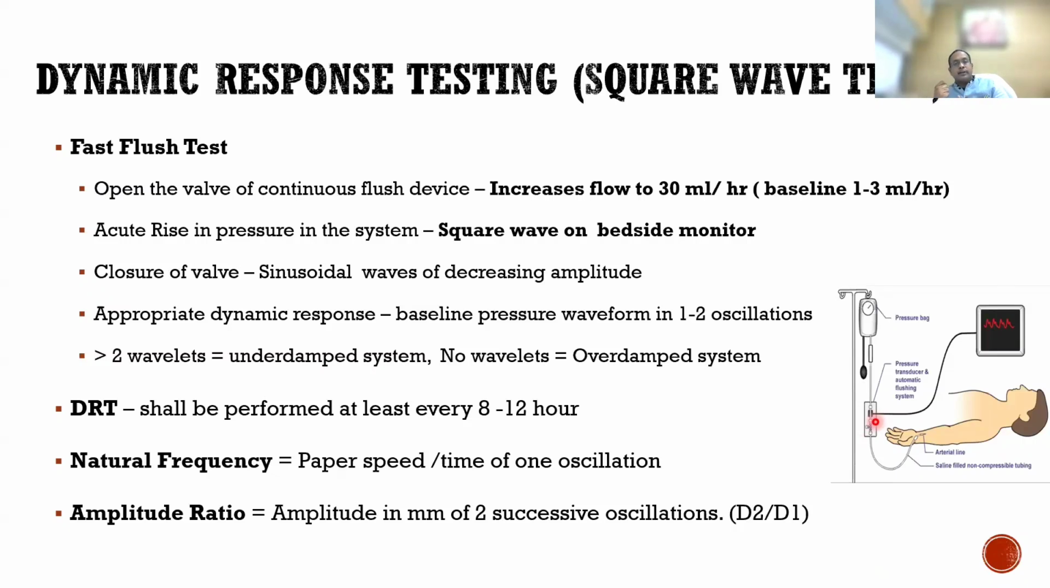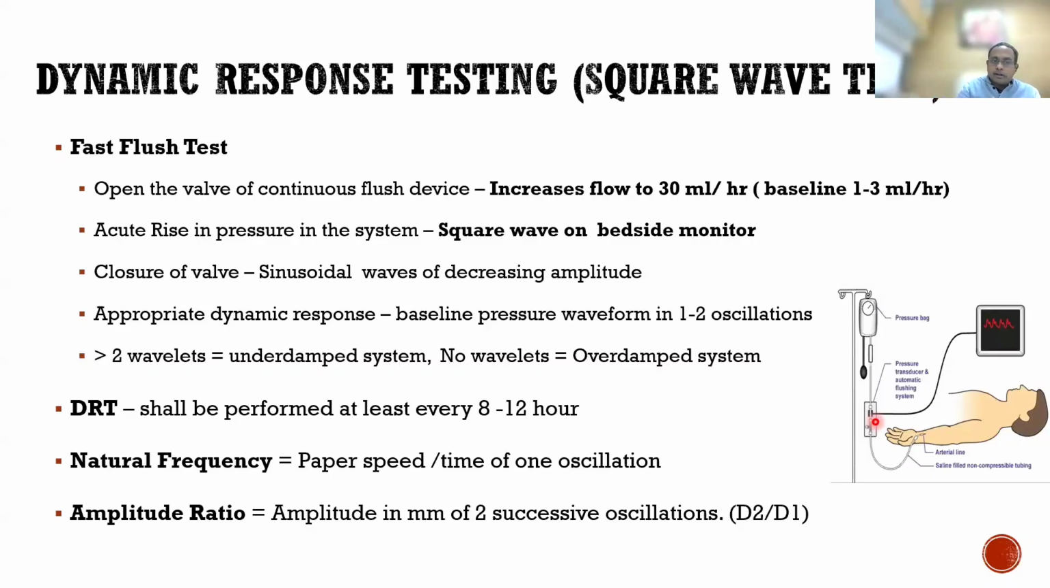And once we close this valve, then there is a sinusoidal wave of decreasing amplitude. For appropriate dynamic response, the sinusoidal wavelets should be 1 to 2 before it returns to the normal waveform pattern. But if there are more than two wavelets, it means this is an underdamped system. And if there are no wavelets, it indicates that the system is overdamped.